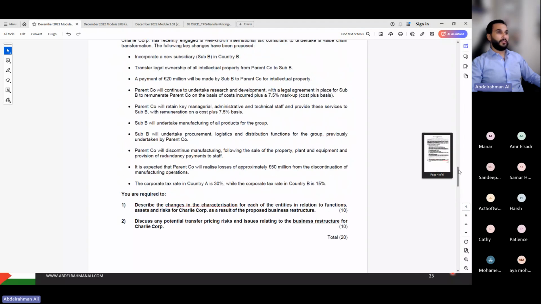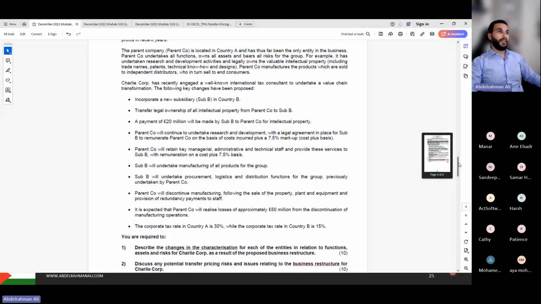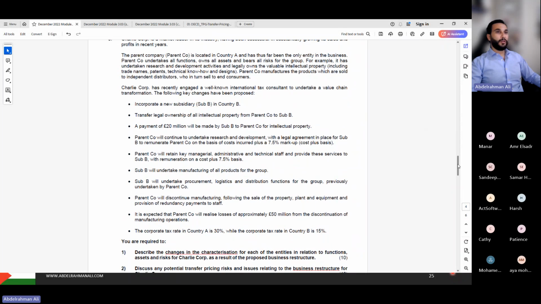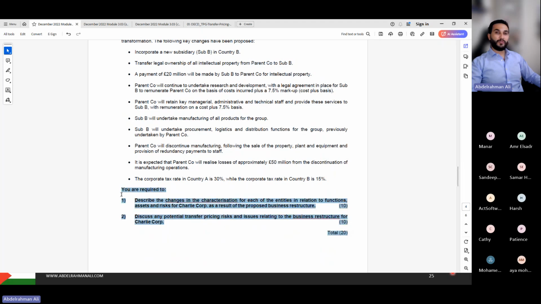So for the sake of the discussion today, let's just go through it to understand how it works. If you choose to answer question number 3, what I'll do is I'll just go to the questions. I'll not read the case now. I'll start from the questions. Describe the changes in characteristics. So there is a change in characteristics in the entities, in relation to functions, assets, and risks. Changes means that something has happened here. I have not read the case yet.